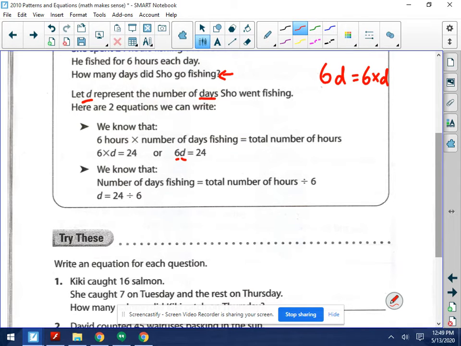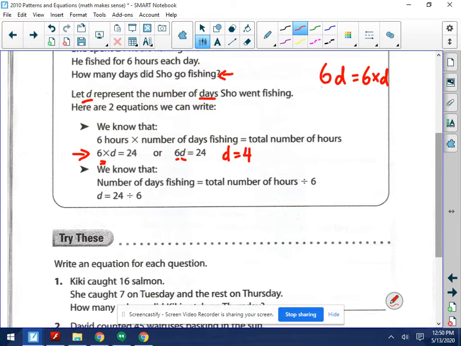Okay? When you put the variable right beside the number, it means multiply. Or you can just write the multiplication symbol. So this is one equation that we could write. 6 hours multiplied by the number of days will give us the 24 hours that he was fishing for. We know then in our mind that D has to equal 4. It's not asking us what D equals today, it's just asking us for the equation that we'd write.